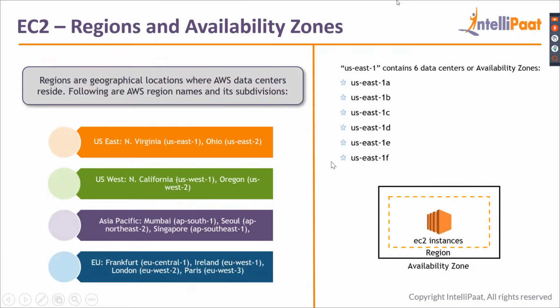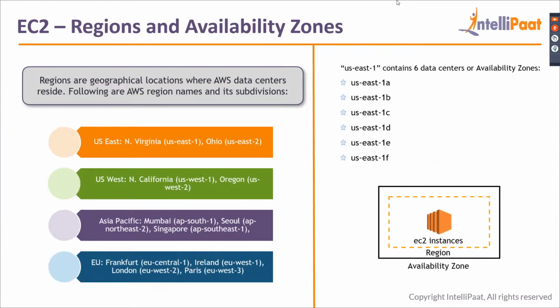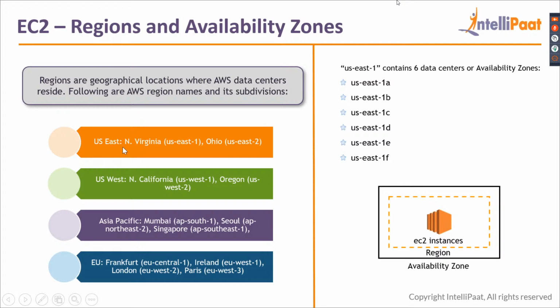Next, regions are geographic locations where AWS data centers reside, following the AWS region names and their divisions. So basically, you can see these regions, the blue ones and the orange ones. These are regions where AWS data centers are available. Over here you can see US East, North Virginia and Ohio. So there are 2 regions in US East itself, which means 2 different data centers.